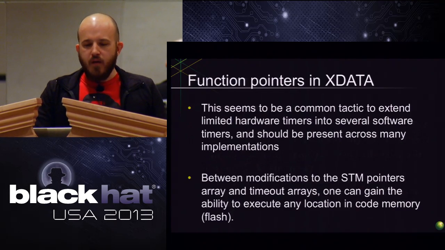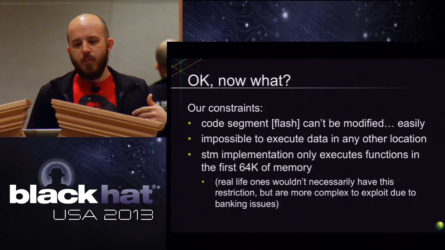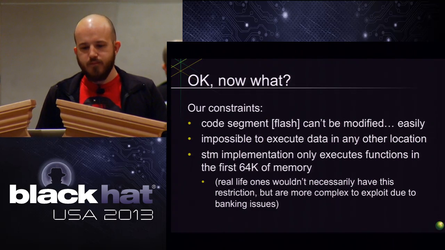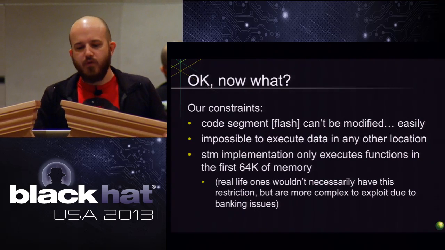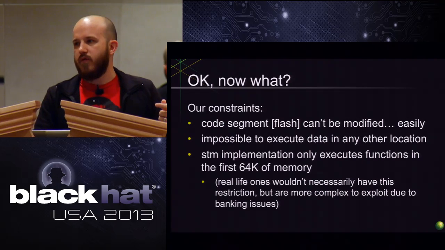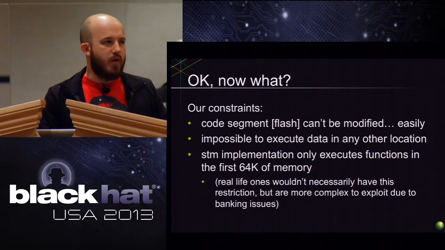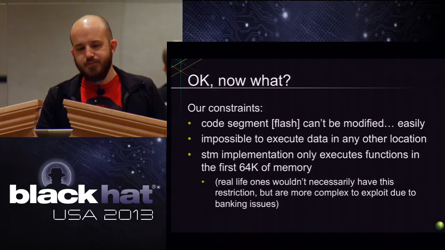So at this point we've identified some pointers we'd like to modify. How can we do that? Well, we can't modify flash directly, we already know that. We can't execute data anywhere else. This implementation only executes functions in that first 64K, which makes things more difficult, especially if you're trying to do something ROP-like, taking advantage of the 1 byte alignment. And then additionally you've got all the banking issues.